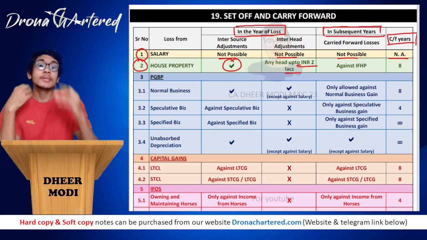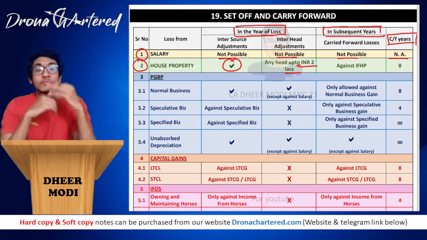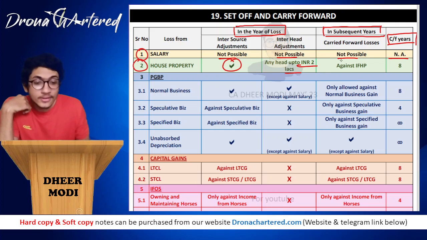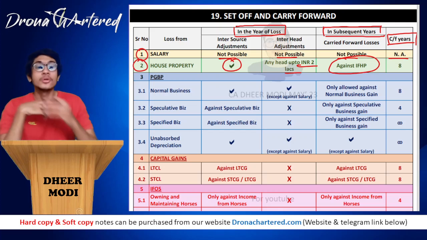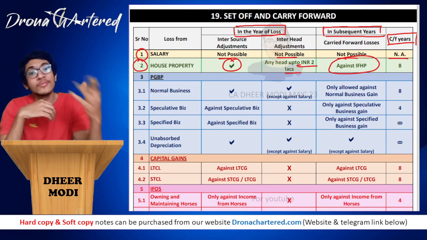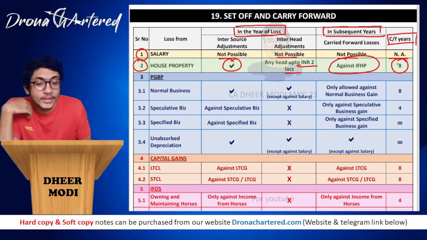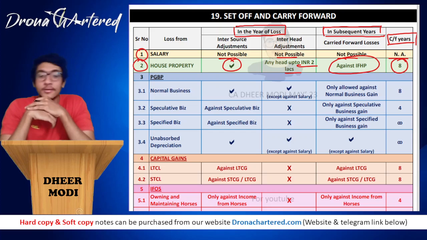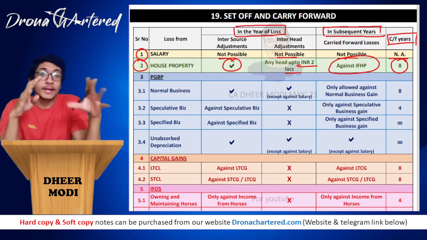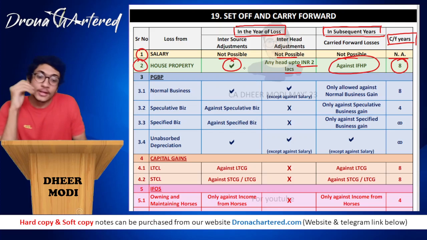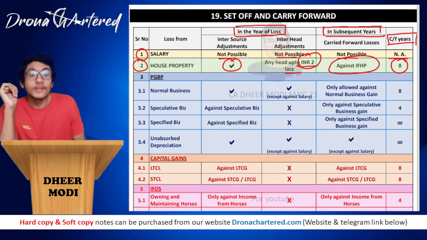In subsequent years, that means once you have carried forward this loss, if you are not able to set off this loss in the current year, then once carried forward, this loss can only be set off against your IFHP. For how many years, sir? For how many years can I carry forward this? You can carry forward this for 8 years. Okay. So for 8 years, in future years only against IFHP. In the current year, inter-source is properly okay. Inter-head only up to rupees 2 lakhs you can set off. So we are done with IFHP also.